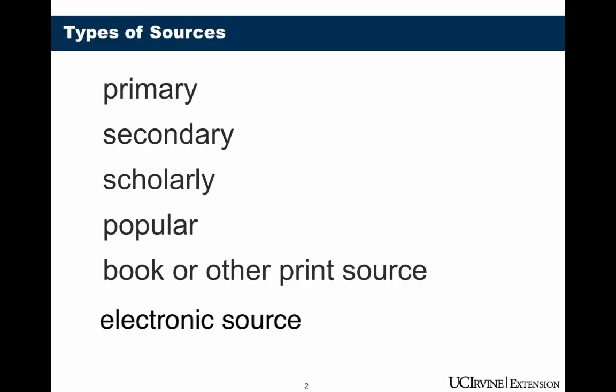Sources can also be divided into print and electronic. Books and other printed materials are print sources. And then there are electronic sources, which includes the internet as well as academic databases. These are some of the terms that we'll use when we're talking about sources. For academic writing, you could use both primary and secondary sources. You would only want to use scholarly sources, not popular sources. And you might use both books or electronic sources.